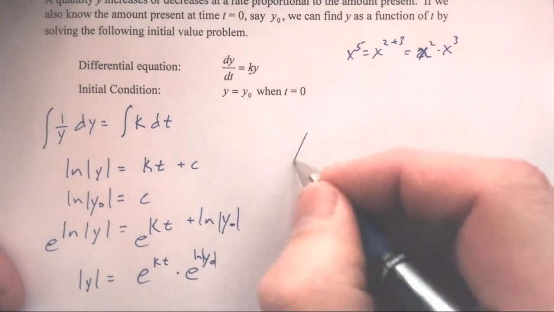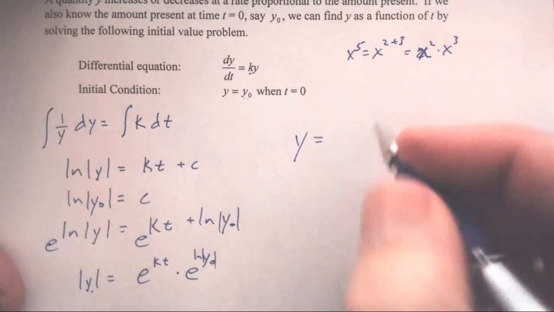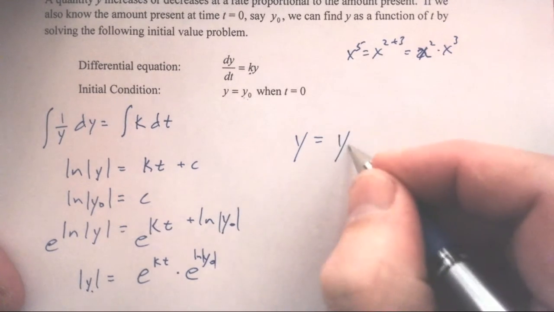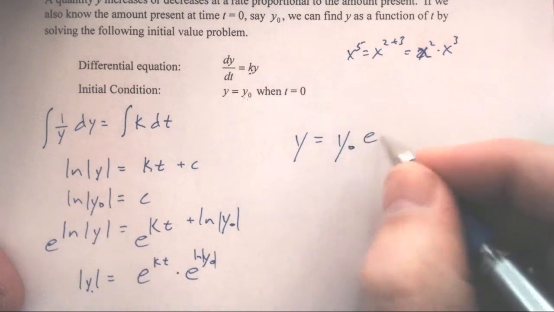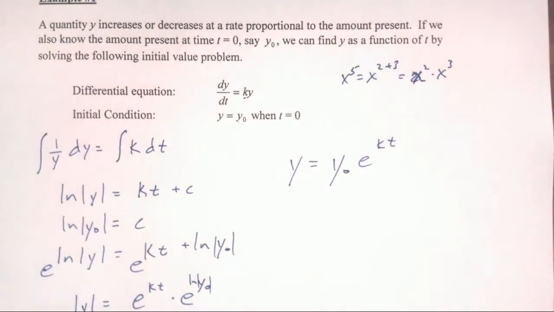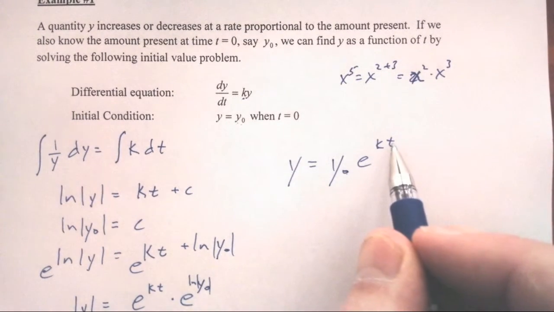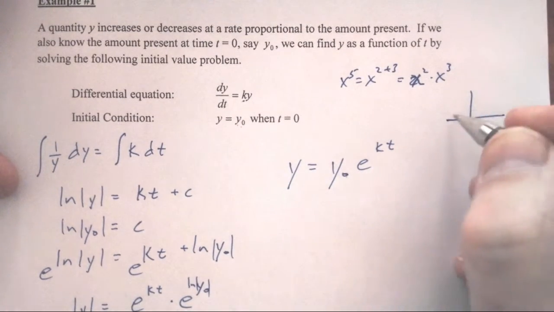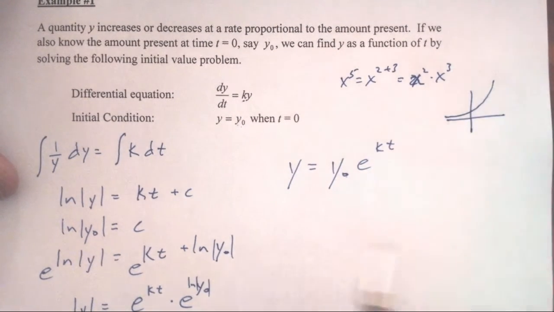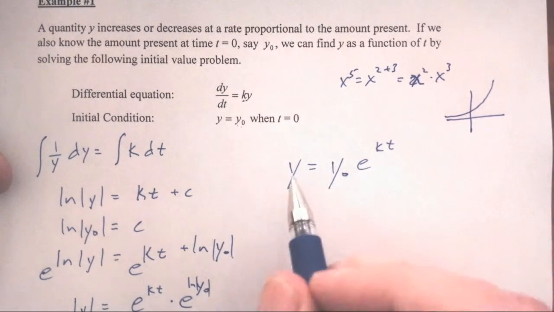So right now, I'm going to talk about the absolute values in just a second. I get y, or absolute value of y, equals initial value times e to the kt. Let's talk about the absolute values. If this is an initial value problem, then y naught, the amount I start with, is going to be a positive value. E to the kt is always going to be positive. The graph of e to the x looks like this, always a positive value no matter whether this is a positive or negative exponent.